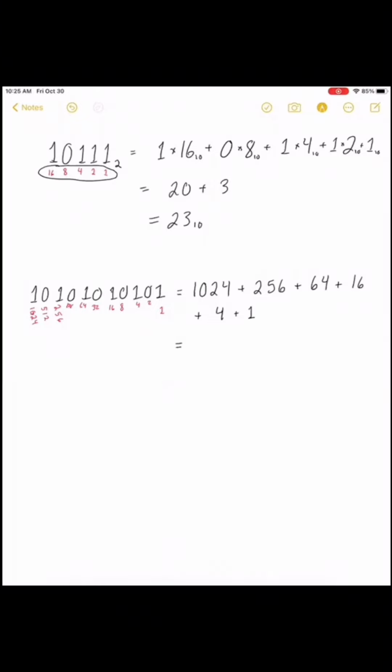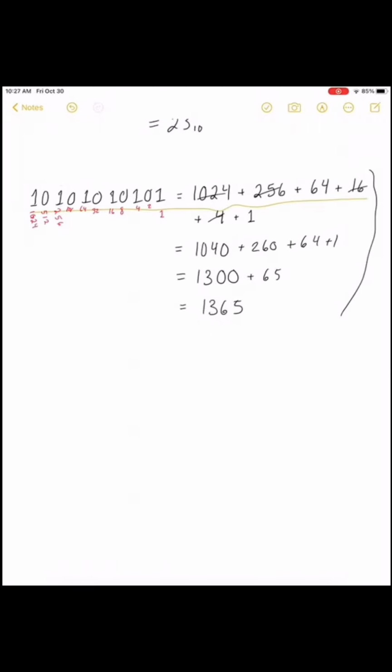So then we add this up. 1024 plus 16 is 1040. 256 plus 4 is 260. I'm just adding them in a way that I can do it in my head. 1040 plus 260 is 1300. This is binary to base 10.